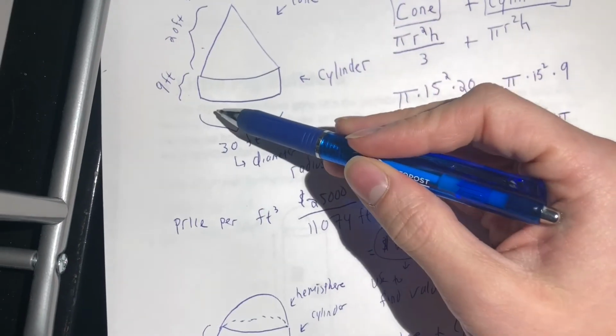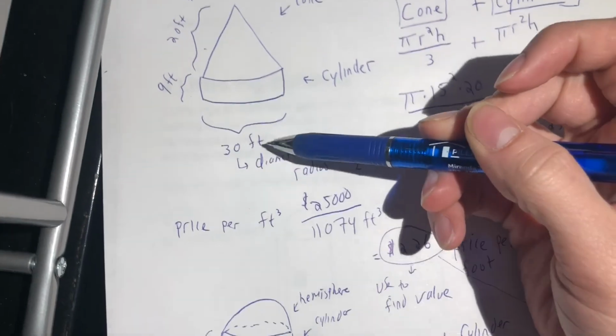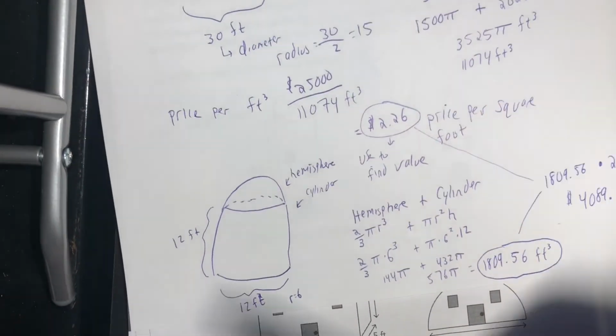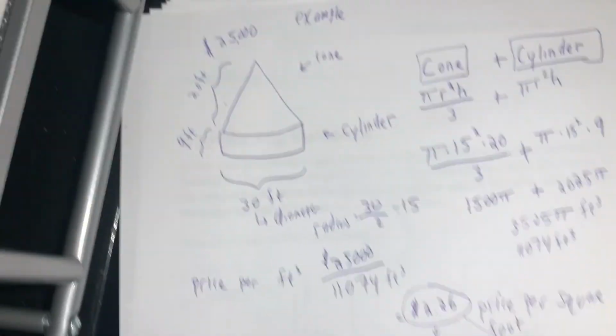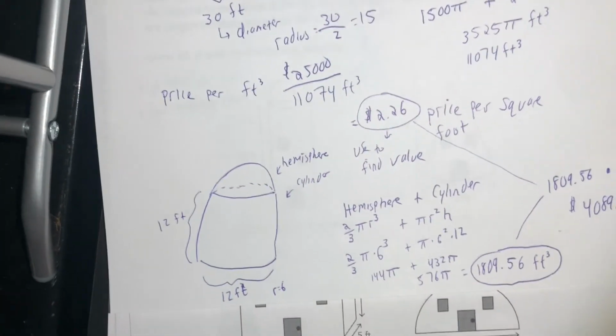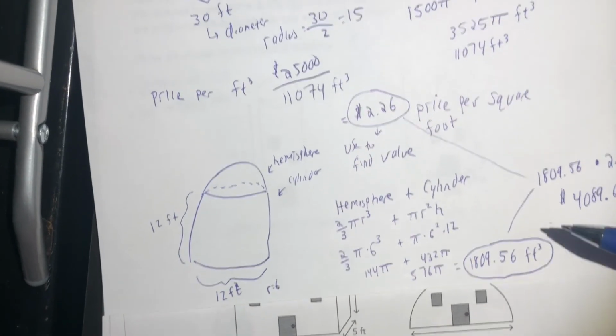And remember we talked about earlier, radius affects volume a lot more than height does. So we should expect this house to cost a lot less, because that house cost $25,000. It's clearly a lot bigger, and this house cost $18,000. So that's what you're gonna have to do.